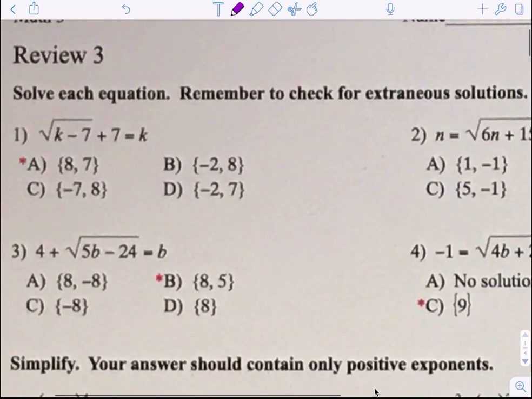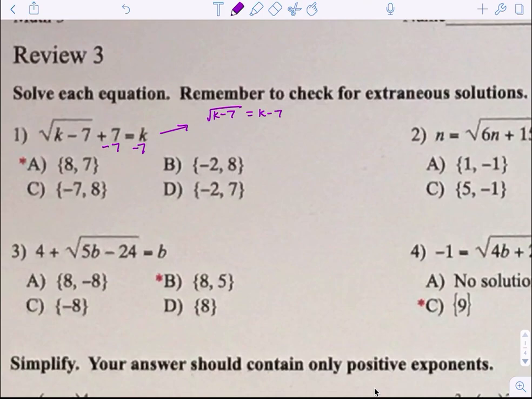Here's review number 3. So for number 1, you guys solve for this equation by first subtracting the 7 from both sides. You guys need to isolate the square root, so this is what it looks like.